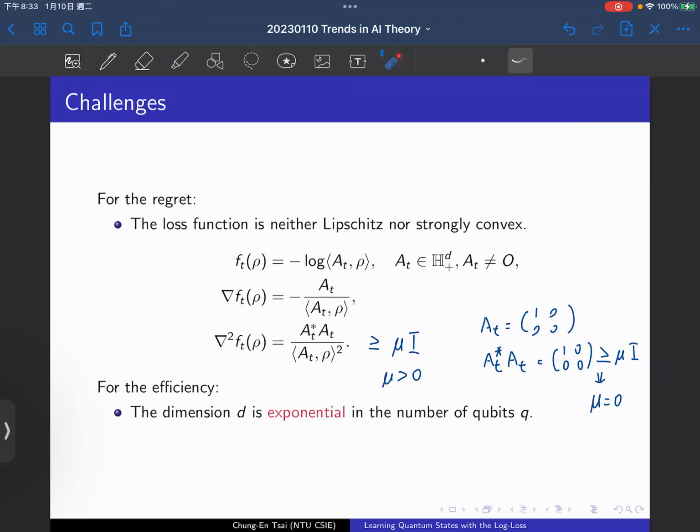And we have said before that the dimension D is exponential in the number of qubits. So it is acceptable to design some algorithm with maybe D squared or D to the 3 per iteration time complexity. But if you have an algorithm with D to the 6 per iteration time complexity, then this will be too high and hard to implement in practice. Okay, so these are the two hard parts of learning quantum states with the log loss problem.